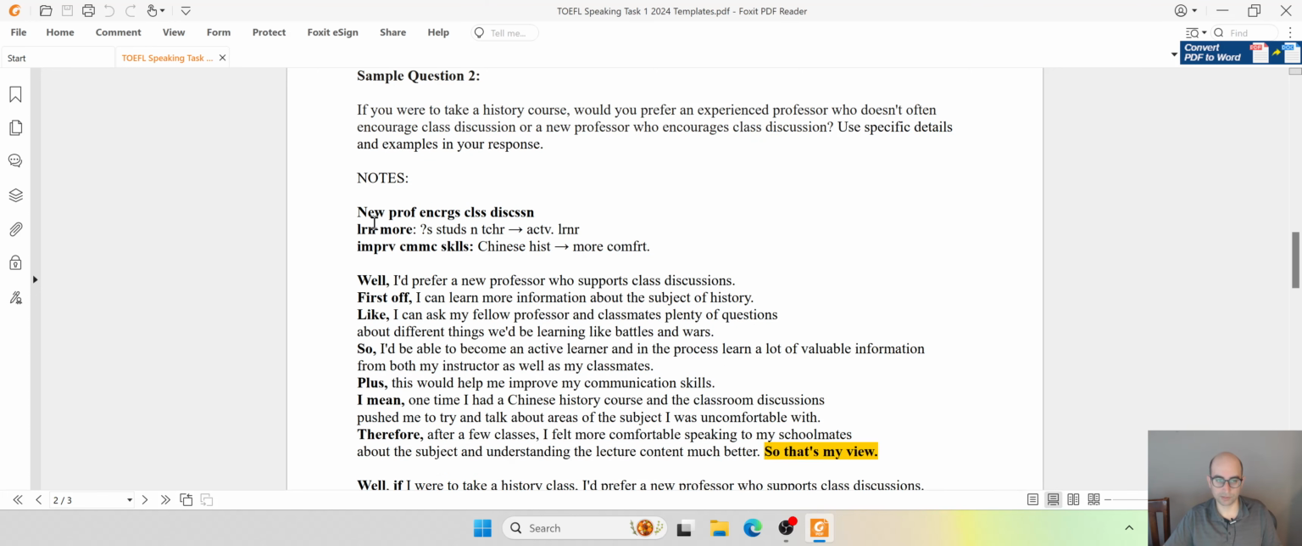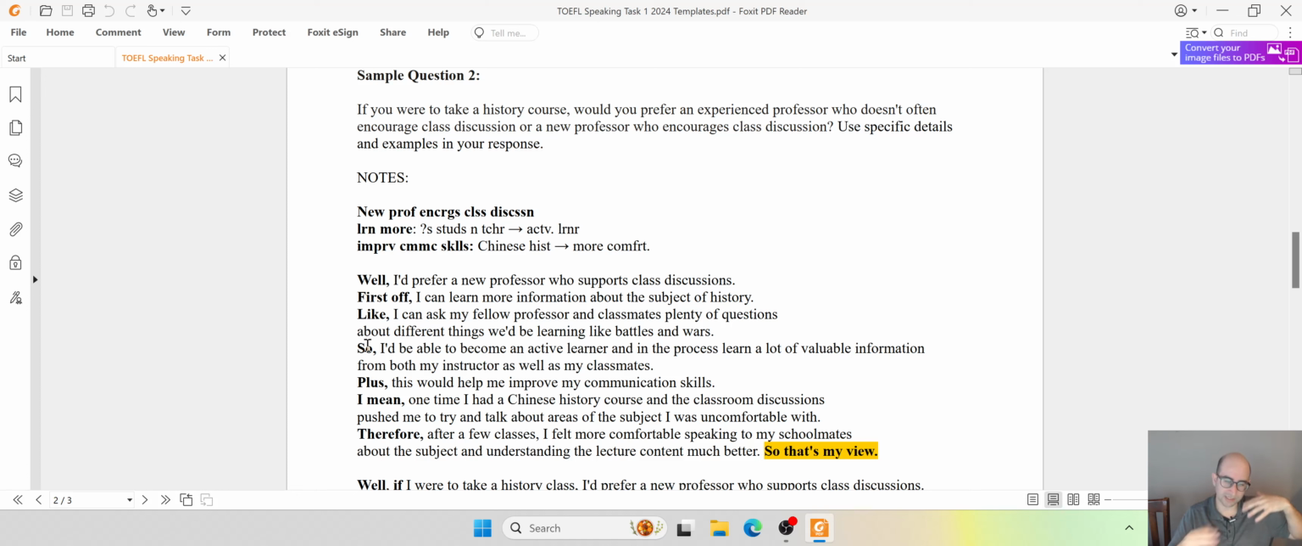So here, when you use this information for your response, you'll sound like this. Ideally. Well, I'd prefer a new professor who supports class discussions. So that was the opinion. Then you're going to mention the reason for it. First off, I can learn more information about the subject of history. And then you go into your example, right? That's this part here. I can ask my fellow professor and classmates plenty of questions about different things we'd be learning, like battles and wars, right? Specific example. Be as specific and detailed as possible.